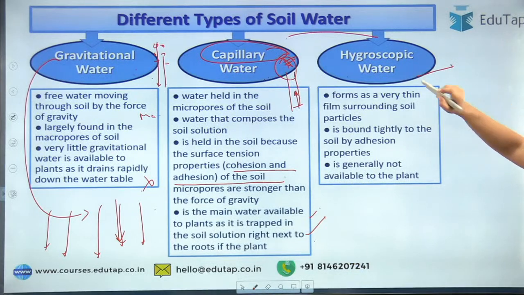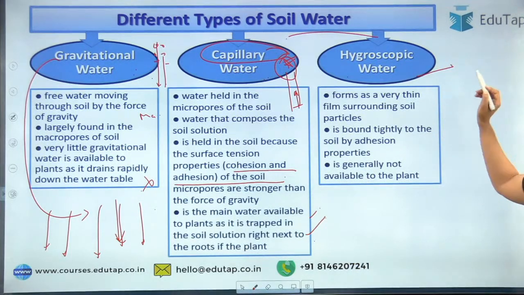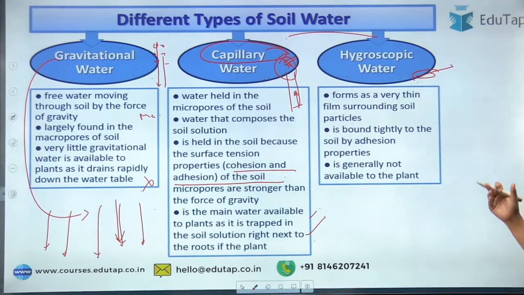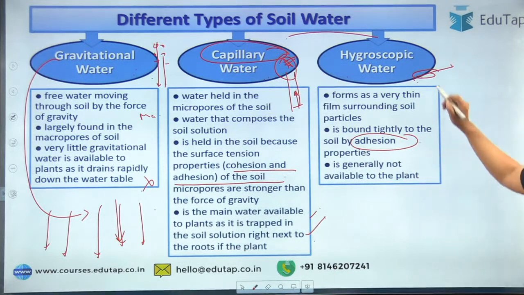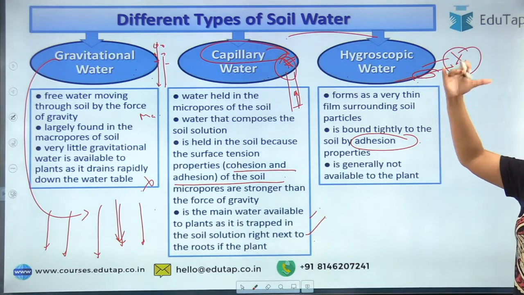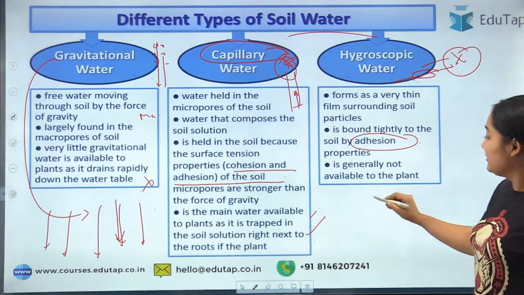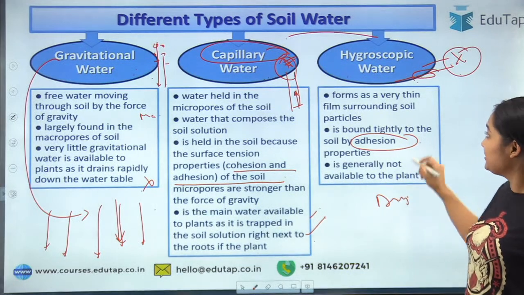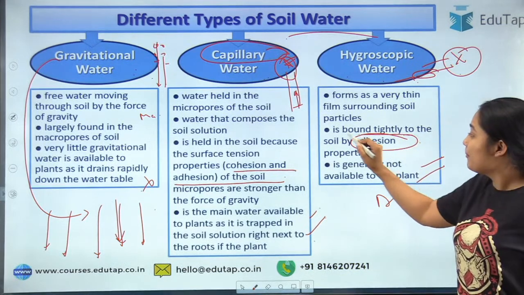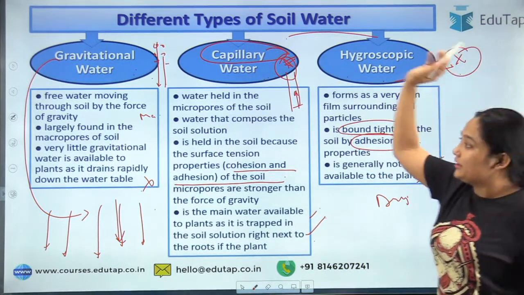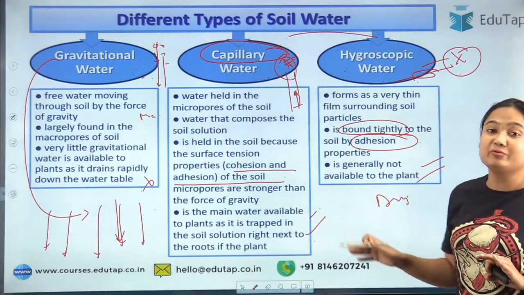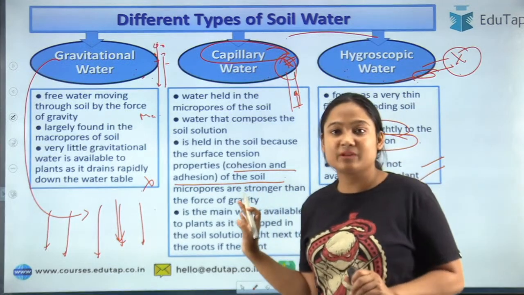So talking about the hygroscopic water. What is hygroscopic water? So this is the water that is very tightly held. Say there are some ionic forces and adhesion forces, because of which this water is totally unavailable to the plant, and this water is present under very high pressure. Okay, say even when there is a high dry condition, the plant cannot consume this particular water. As you can see, it is not available to the plant. It is bound very tightly. Okay, the gravitational water moves very easily, and this particular hygroscopic water doesn't move at all. So this kind of things are there.